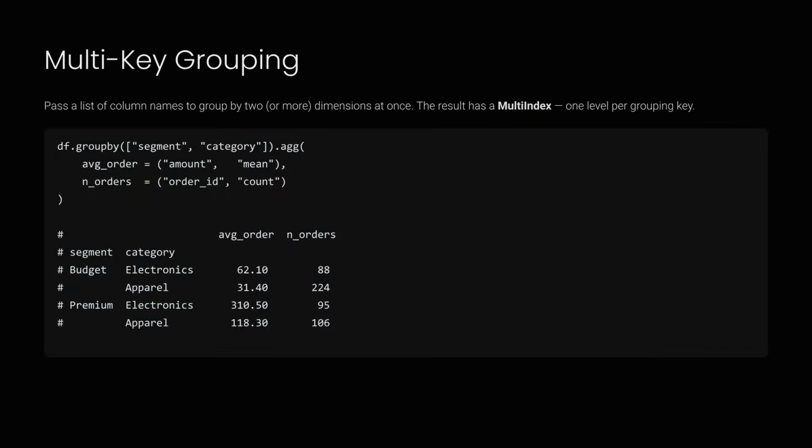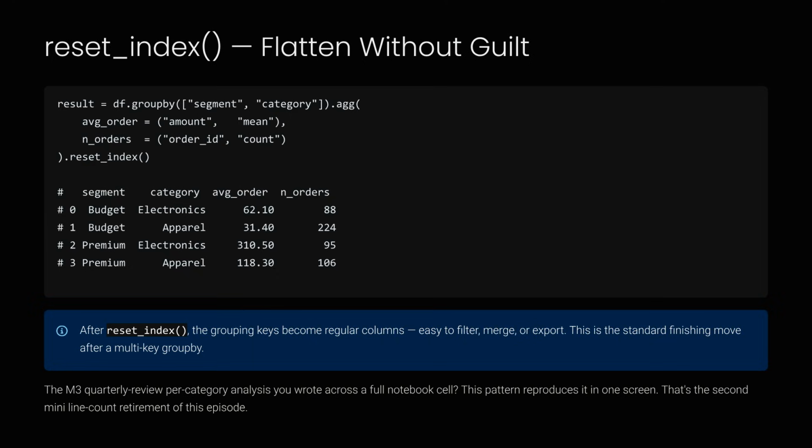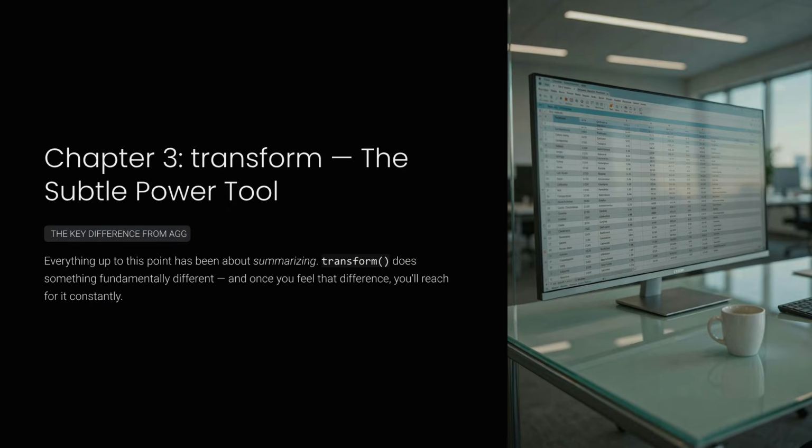You can also perform multi-key grouping by passing a list of columns. This creates a multi-index, which is powerful, but you can always use .reset_index if you need a flatter, simpler structure. With reset_index, those grouping keys turn into regular columns. This is a crucial finishing move that makes your results easy to filter, merge, or export, effectively retiring your old multi-line notebook approaches. Now we transition to Chapter 3, the transform method.